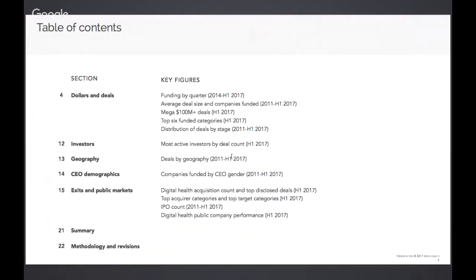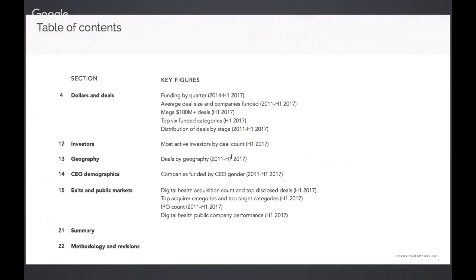First, diving into the dollars and deals. What were the funding totals? We'll talk about the mega deals that we saw, and then get into who the investors are in this space. A lot of new investors, which is exciting. Then where these companies are located across the US, and CEO demographics, including the gender gap that we continue to see among digital health startup founders. Then we'll get into exits in public markets: M&A, IPOs, how the digital health public index is doing, and we can wrap up with some conclusions and questions.